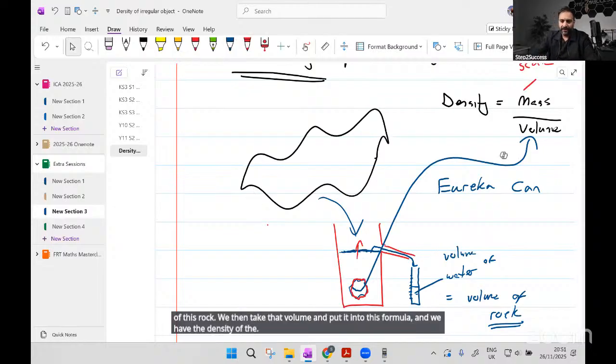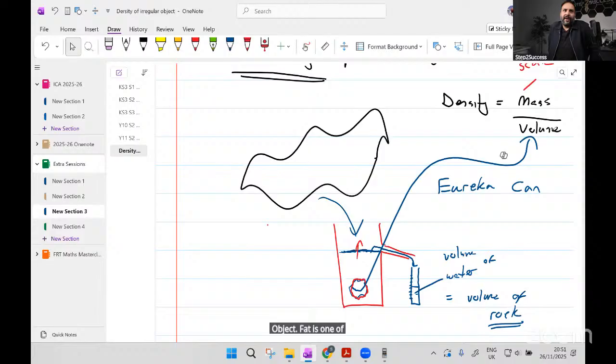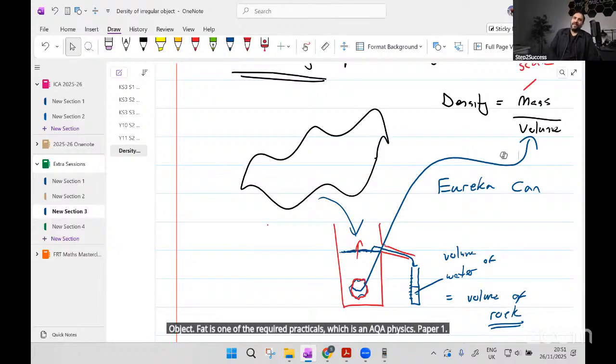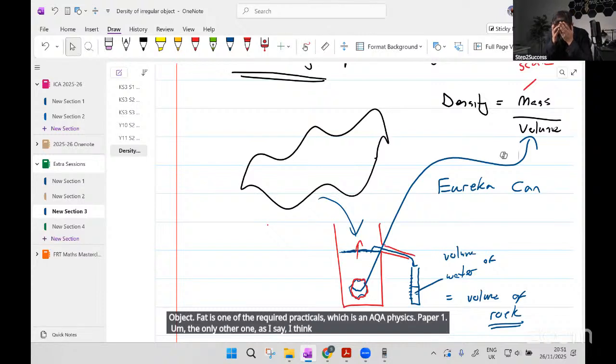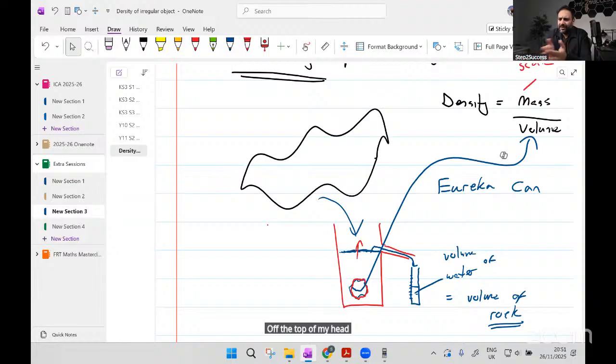That is one of the required practicals, which is in AQA Physics Paper 1. The only other one I can think of is specific heat capacity, and I can't remember off the top of my head. Oh, electricity's got two, I forgot about that. Electricity's got a couple. But that's it, I think.